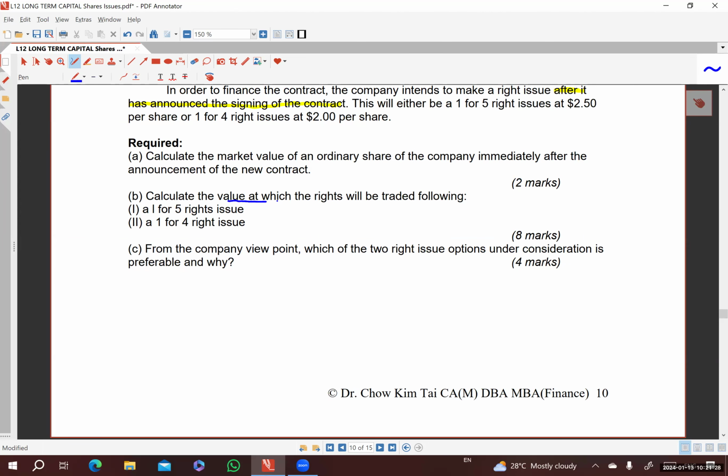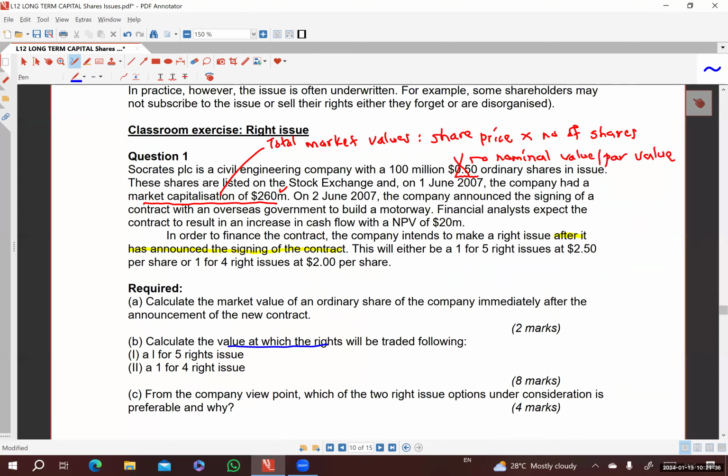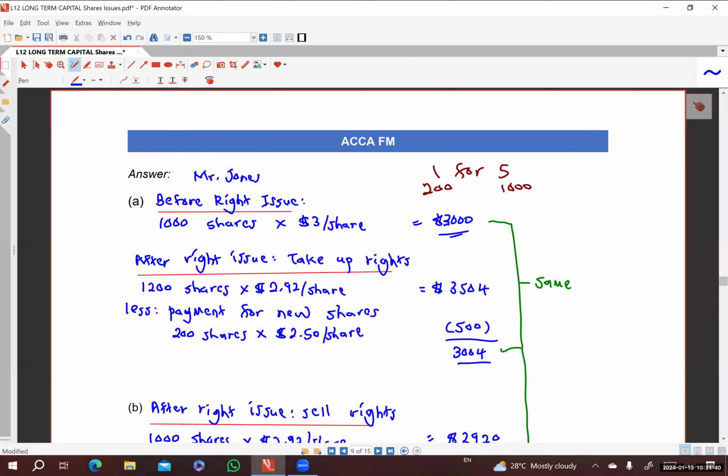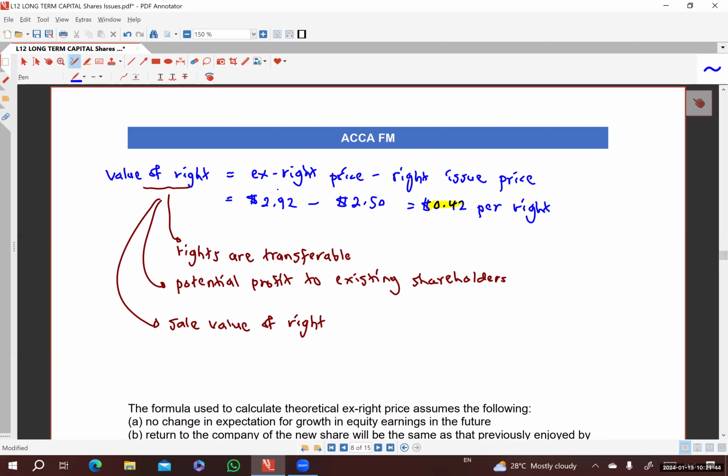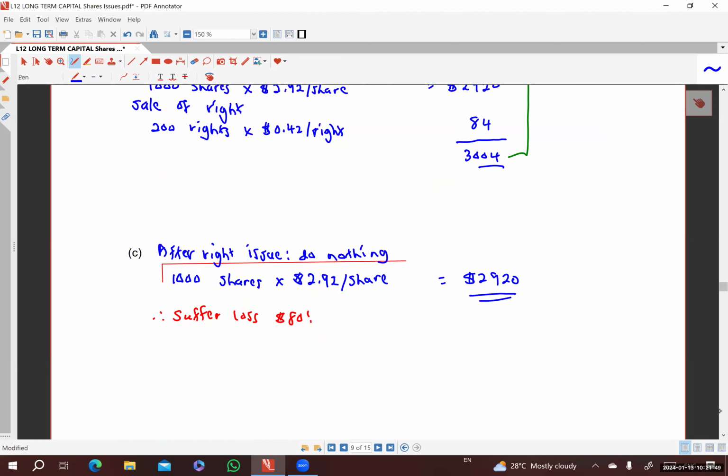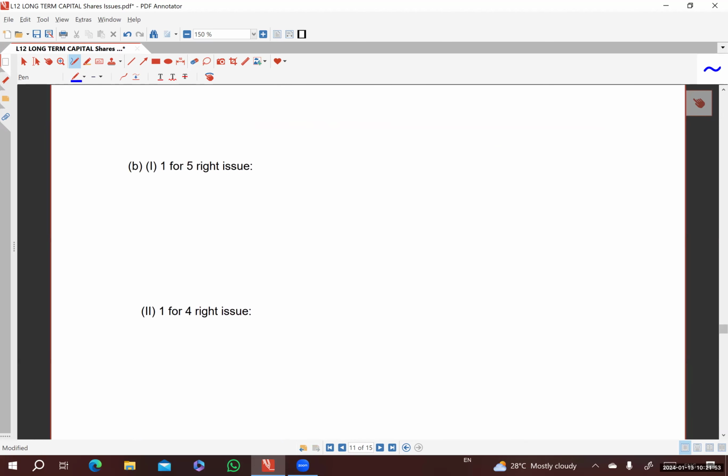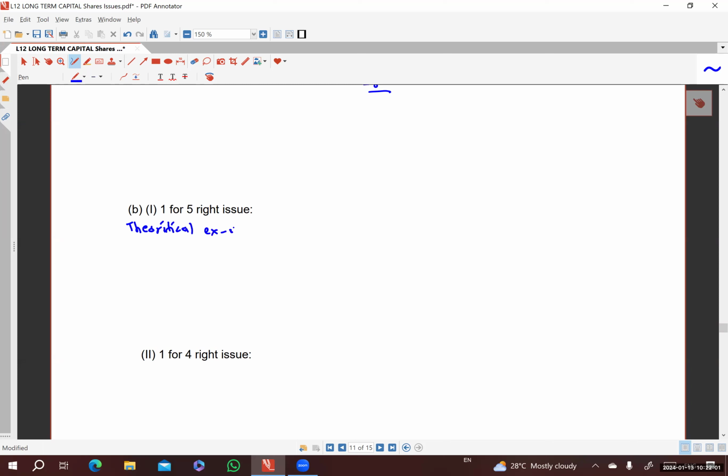Calculate the value at which the right will be traded, for the 1-for-5 right issue and the 1-for-4 right issue. Value of right, yeah? To get the value of right, first I need to get the theoretical price. One for 5 right issue: 5 old shares, 1 new share. Old share, what is the share price now?